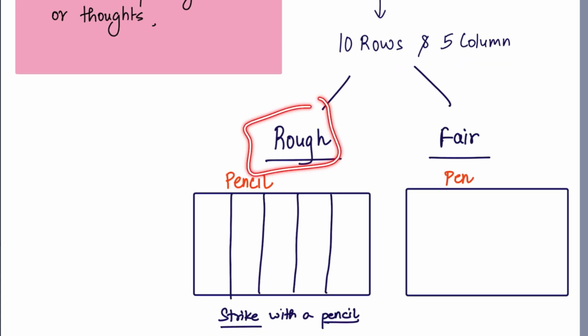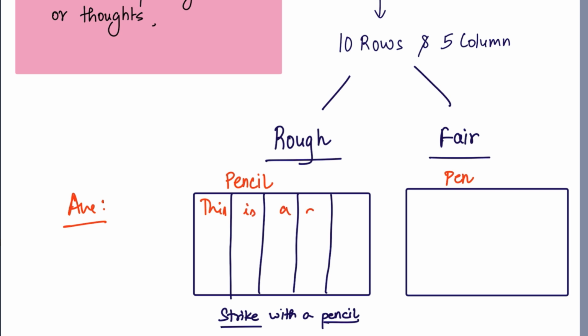In the rough draft, you have to first make a 10x5 box, right? And then you have to fill in the answer, whatever you have to write, it might be the summary. So whatever you have to write, like this is a dog and so on. I'm writing trash, but yeah. So you have to fill in the boxes.